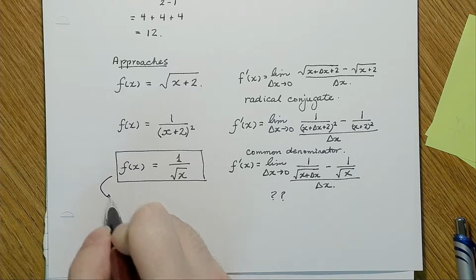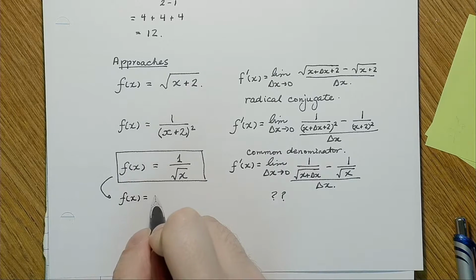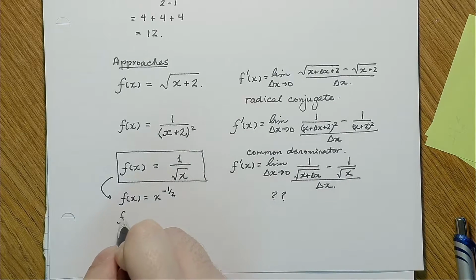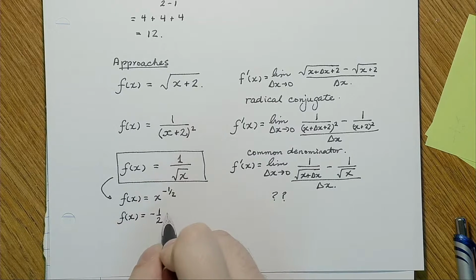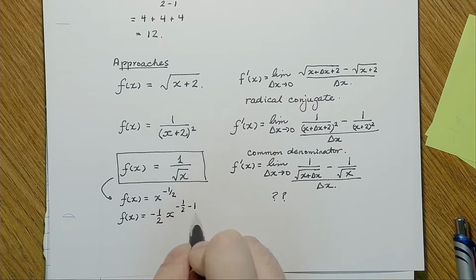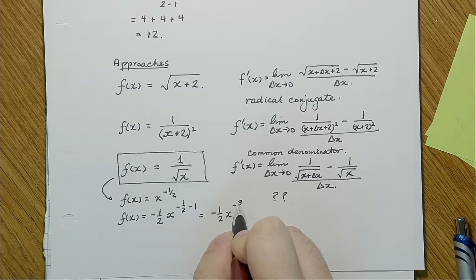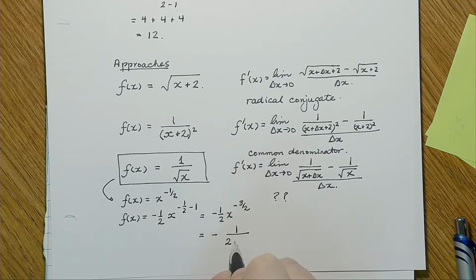And of course, if you're going to check this, it is equivalent to x to the minus 1/2. If I take the derivative of that, the negative 1/2 comes down in front. I have x to the minus 1/2 minus 1, which is equal to minus 1/2 x to the minus 3/2, or minus 1 over 2 square root of x cubed. And that's what you should expect to see.